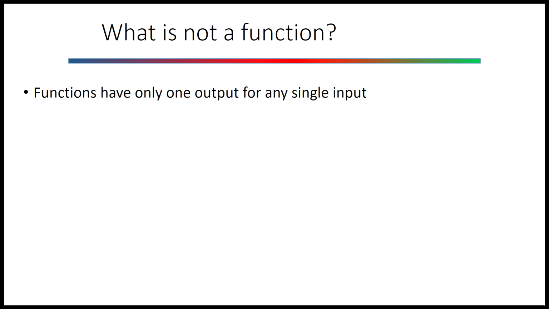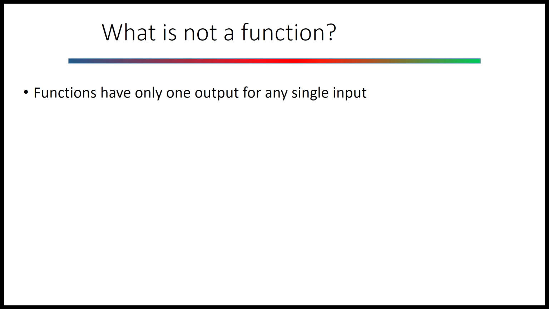Well, the key is that you can have only one output for any given input. Keep in mind that many different inputs can have the same output. You could write a function that says f of x equals 1. This would give you 1 as an output for every single input.